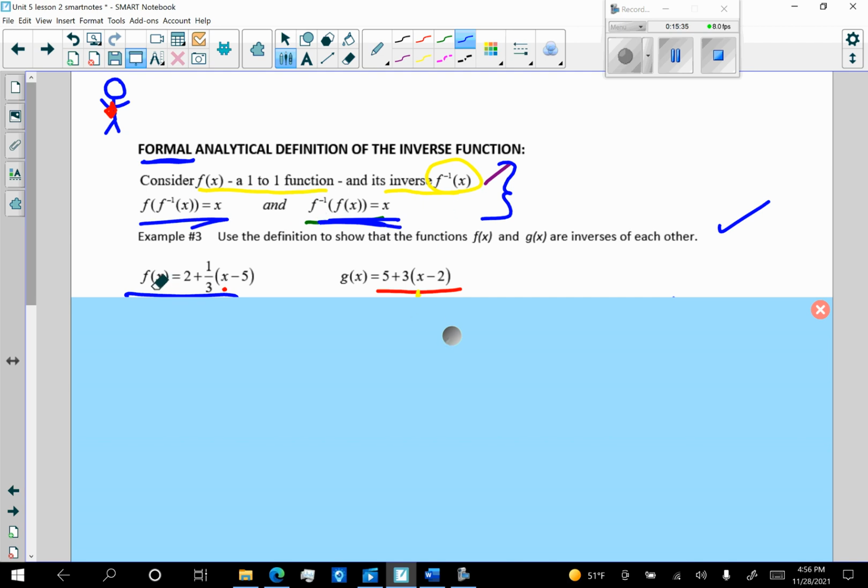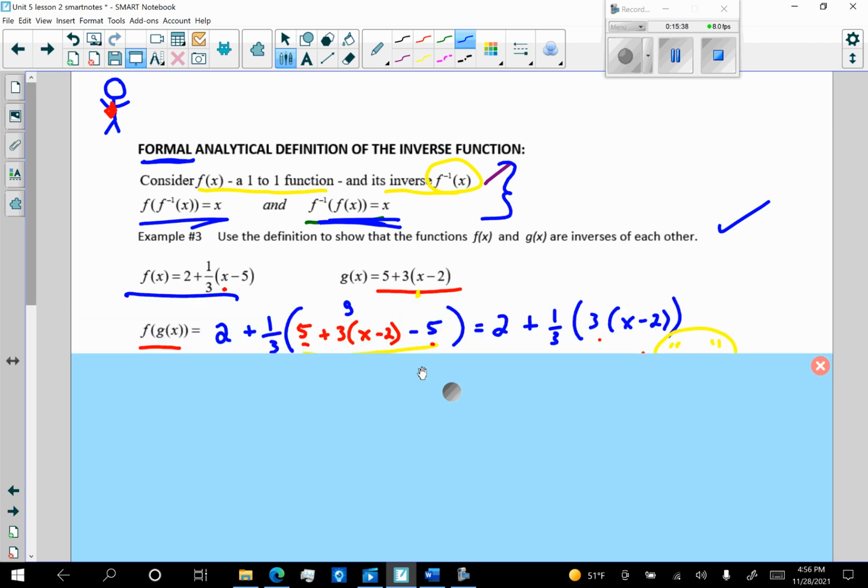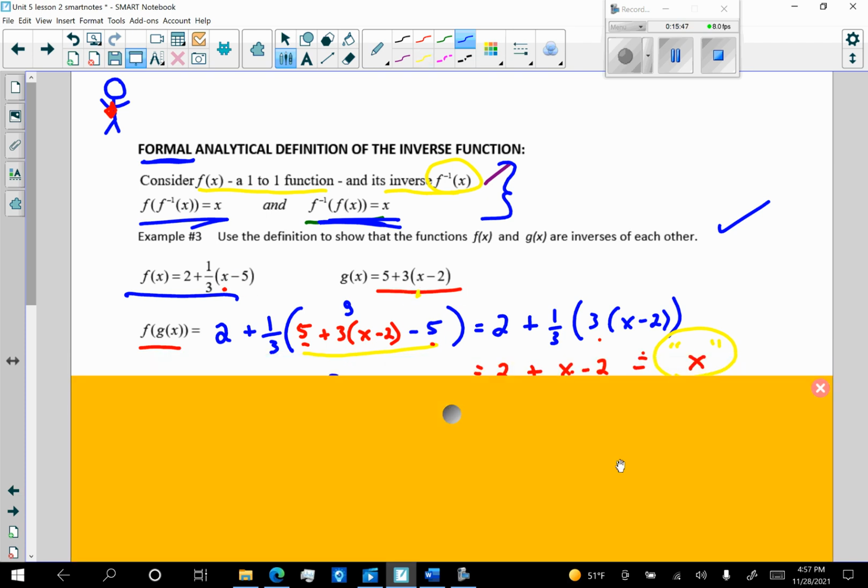And then I'm going to do g of f. So I'm going to go f of g. And f of g, what am I going to do? Wherever I see x, I'm going to put g. Well, this is g. I keep circling the wrong thing. This is g right here. So what does f tell me to do? It says 2 plus 1/3 times something minus 5. What's that something going to be? It's g, and this is g right here.